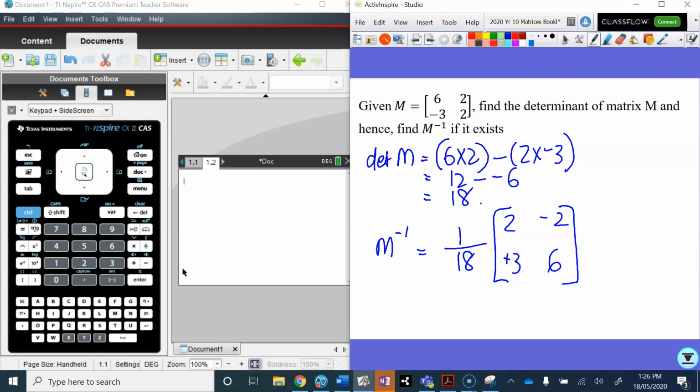So that is the correct answer. I can simplify though, because I can see in 18 and 2 and 6 and 3, they can all cancel. So if I was to take the 1/18th into that matrix, I can cancel that down and make that, instead of 2/18ths, it would be 1/9. Instead of negative 2/18ths, it would be negative 1/9. Instead of 3/18ths, it would be 1/6. And instead of 6/18ths, it would be 1/3 in simplified form.